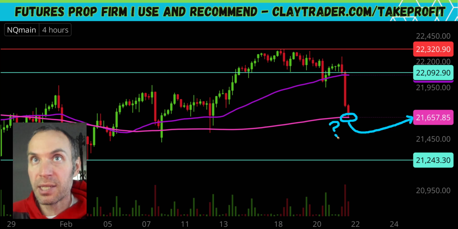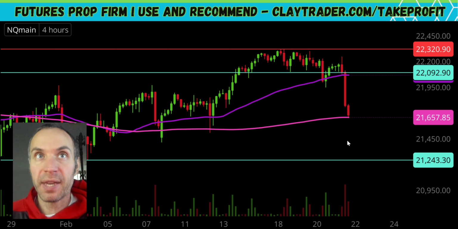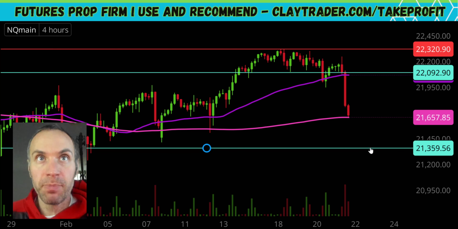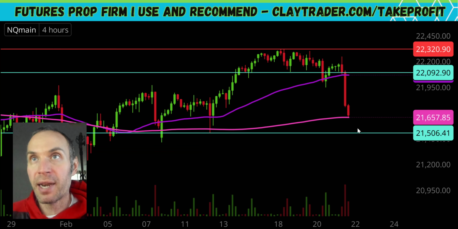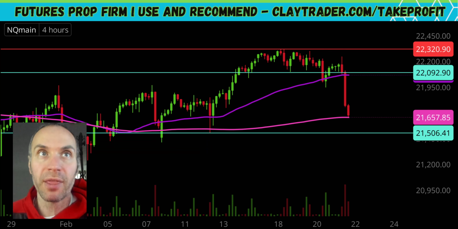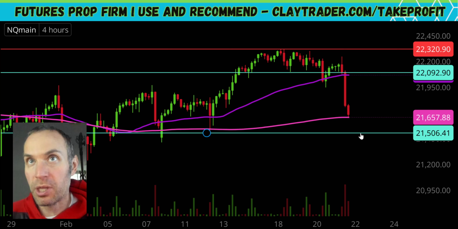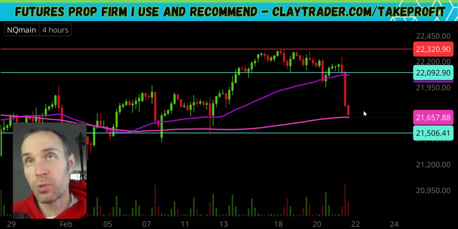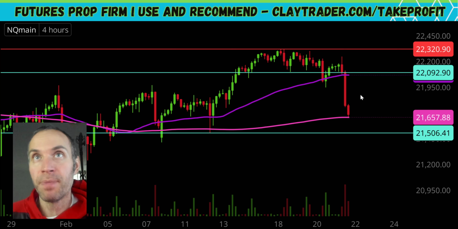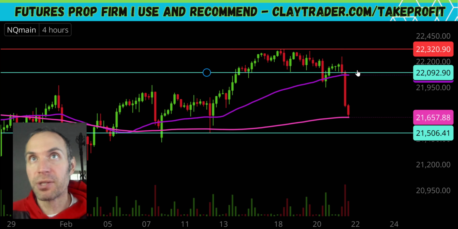Can the price stay and hold above it? If it cannot, then no guarantees, but I think there's a good likelihood that the price at minimum drifts down to that next area down there around 21,500. So those are going to be the two key levels that I think will carry a lot of weight next week, and especially the next session. 21,650 and then 21,500.